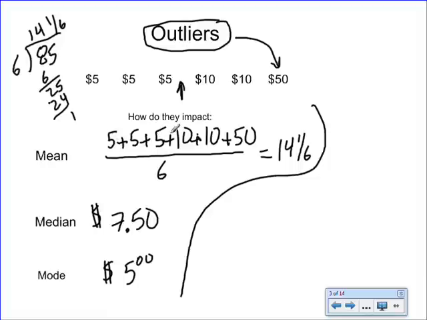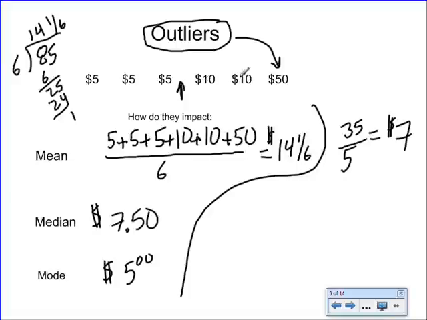So that's 15, 25, 35. I'm going to divide that now by 5 pieces of data, and I end up with a mean of $7. Okay, and this is $14.6.